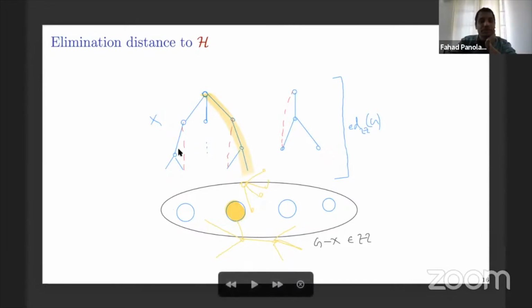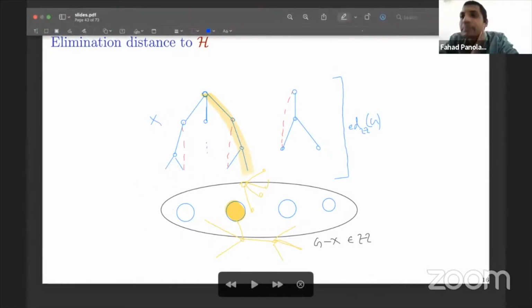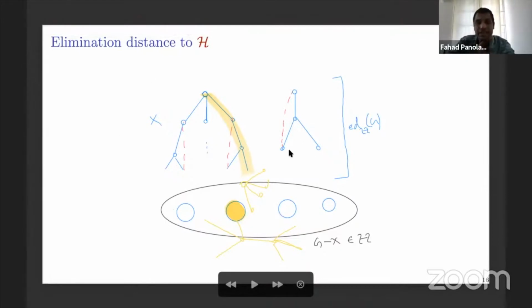A few things to note: G minus X belongs to the graph class you want, and each connected component sees neighbors only from a leaf-to-root path, and any other edges between two vertices in X should form an ancestor-descendant relationship. So these are the properties. And the elimination distance is defined to be the depth of this rooted forest. So that is about the elimination distance.